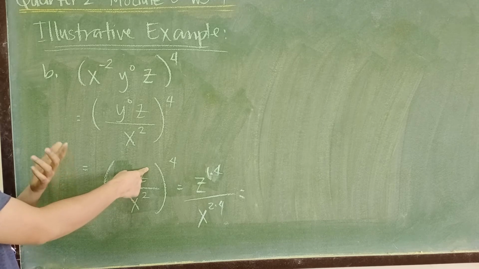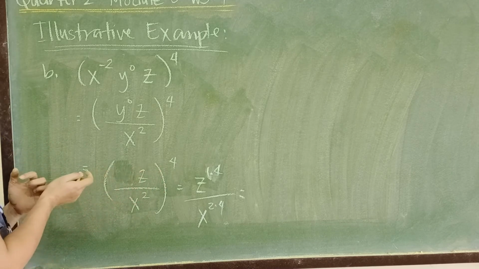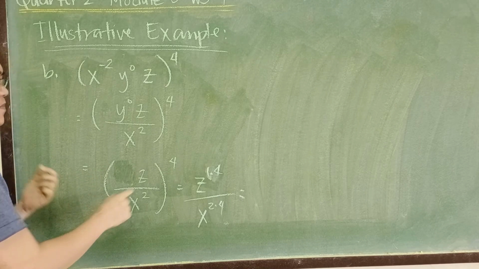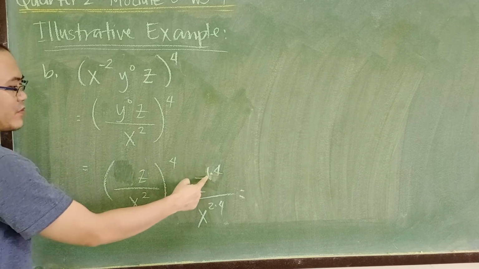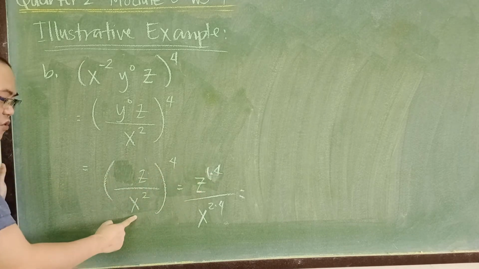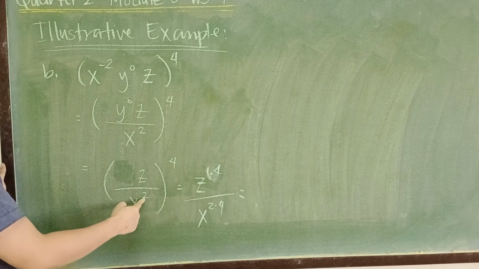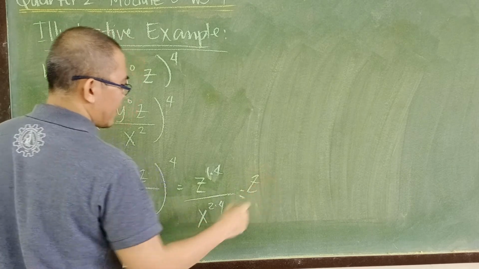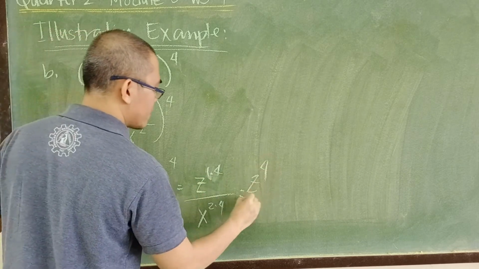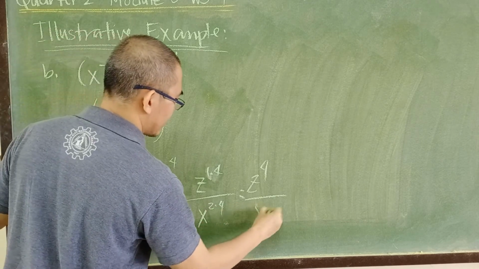Pero for the sake of seeing it, for the sake of knowing na mas maigi, i-multiply ko yung 4 sa exponent ng z which is yung 1. So you have 4 times 1. And then same yung gagawin ko dito sa denominator, i-multiply ko yung 4 dito sa exponent niya which is 2. So 4 times 2, we have this. So simplifying, 1 times 4, this is 4. And then x raised to 2 times 4, this is 8.